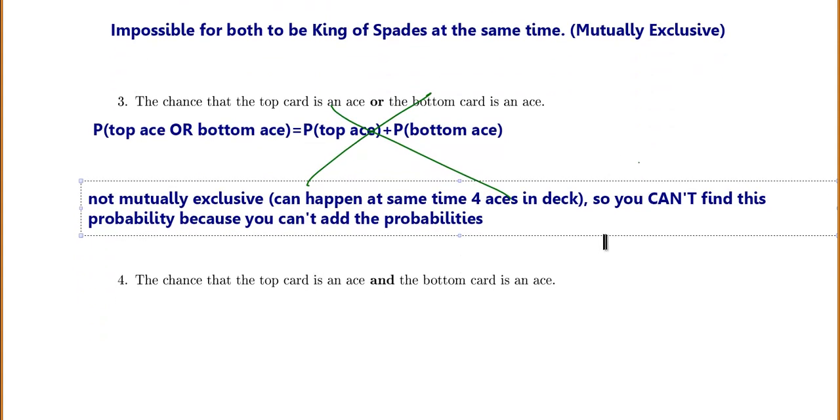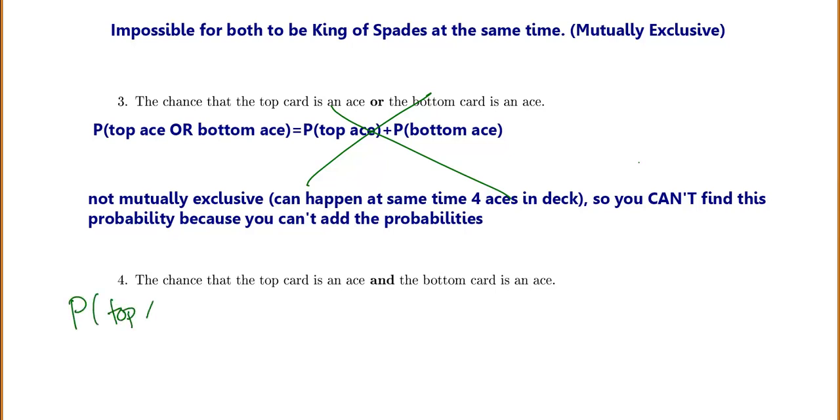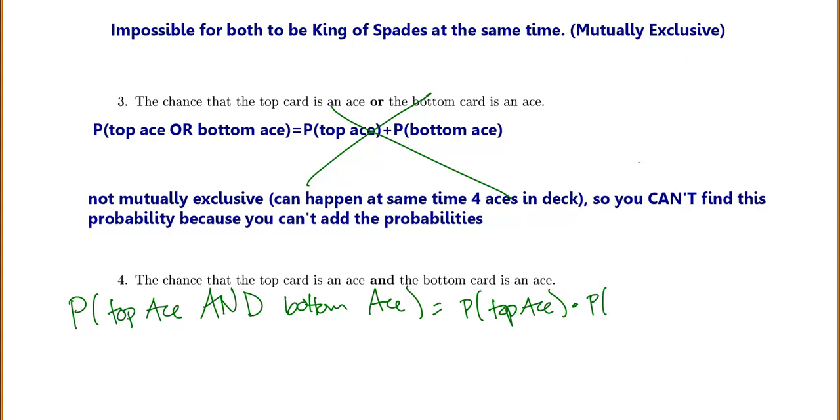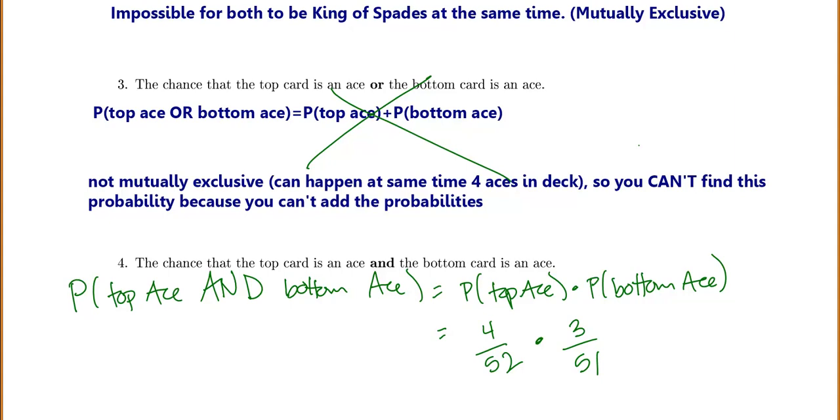Number 4. What is the chance that the top card is an ace and the bottom card is an ace? So the probability of top ace and bottom ace. Well, for an AND, we just have to multiply: the probability of a top ace times the probability of a bottom ace. The probability of getting a top ace is 4 aces out of a total of 52 cards. But if you know that the top card is an ace, how many aces are left? There are only 3 aces left to choose from for the bottom, out of a total of 51 cards. So you have to be careful there. Notice these are conditional probabilities, because my probability changed based on my first card. So this gives me 12 out of 2,652.